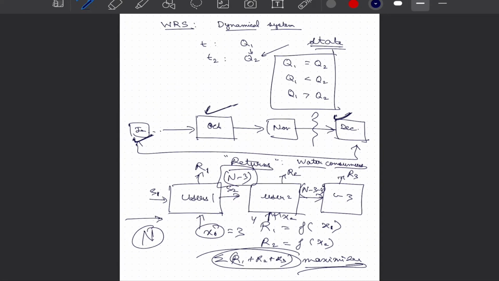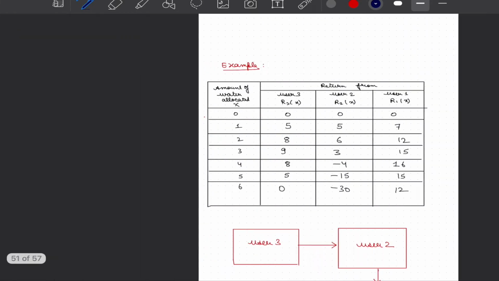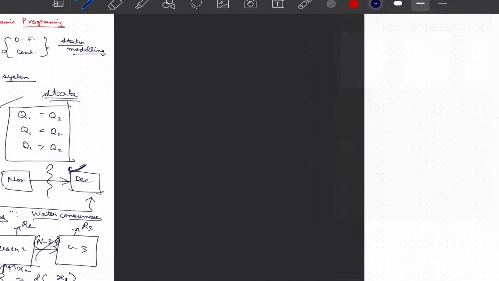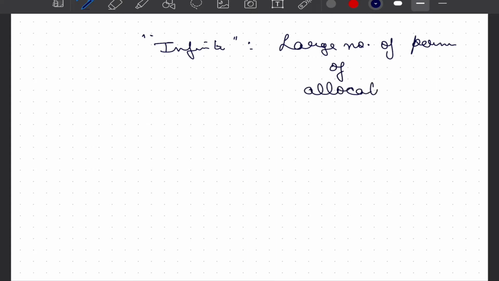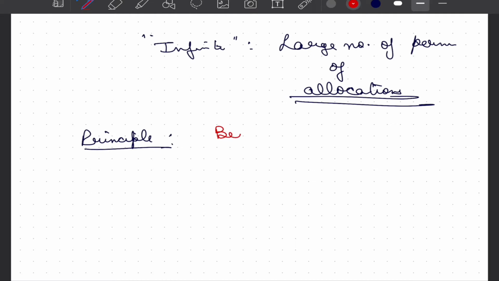Now, one problem arises: if we just try to assign all the values of states to all these individual users, this essentially becomes a problem of combinatorics, and we would be dealing with essentially infinite, and I'm using this word infinite in a loose sense, that is, a very large number of permutations of allocations. To avoid that, we need some strategy or some principle. So the principle here is famously known as Bellman's optimality principle.